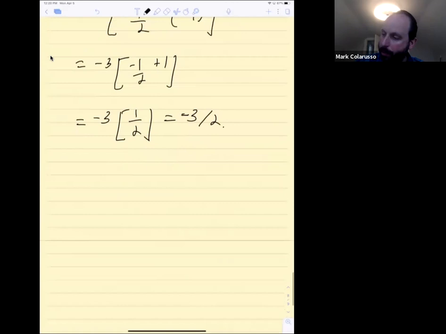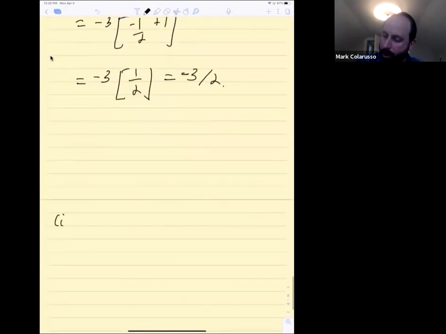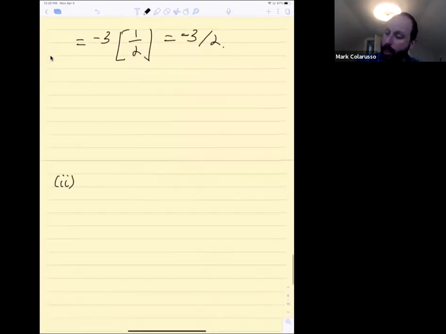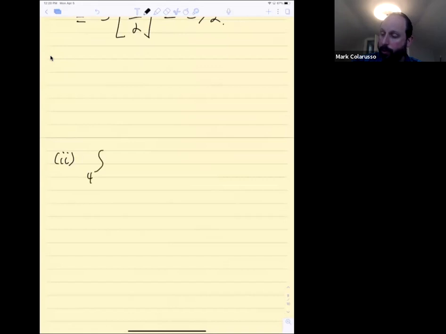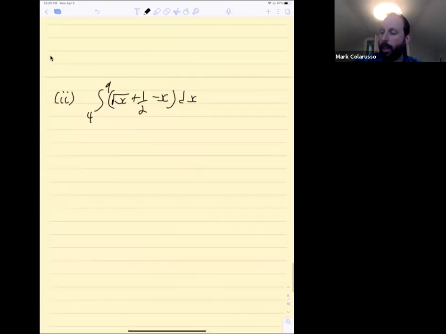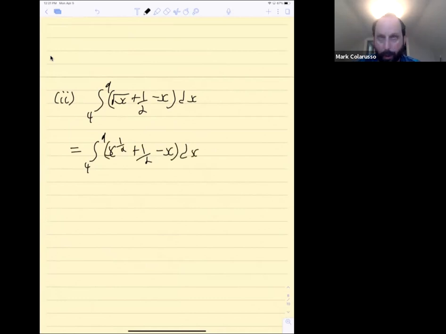Let's do another example. So the second example we wanted to do was the definite integral from 4 to 9 of the root of x plus 1/2 minus x dx. And I can also just simplify this a bit. I'll write it as x to the 1/2. That makes it a bit easier to reverse the power rule.